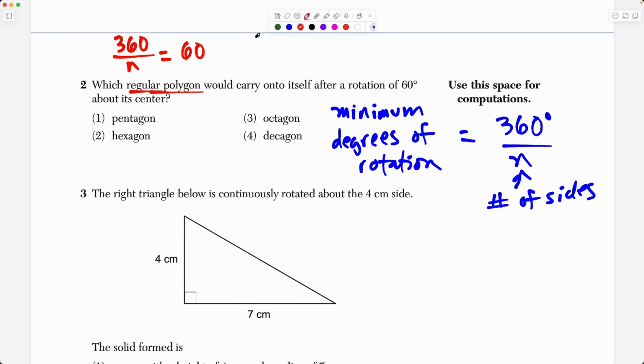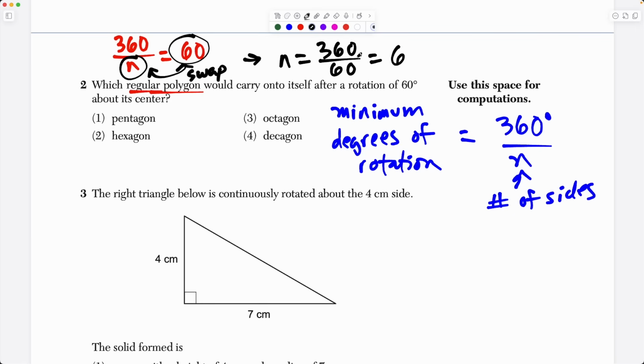And for this one, there's a nice little bit of algebra we could do here just so it doesn't get too complicated. When you have a fraction like this equals a whole number like this, or a whole term, my coworker nicknamed this the swap. Okay, so you could just swap these two and say that n is equal to 360 divided by 60. So n is equal to 6.